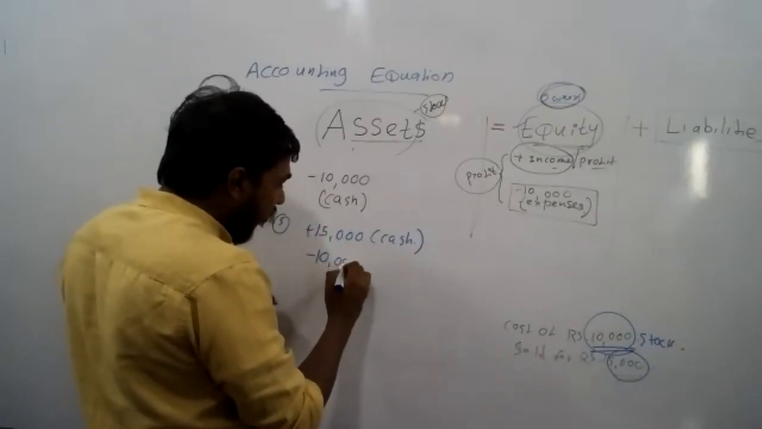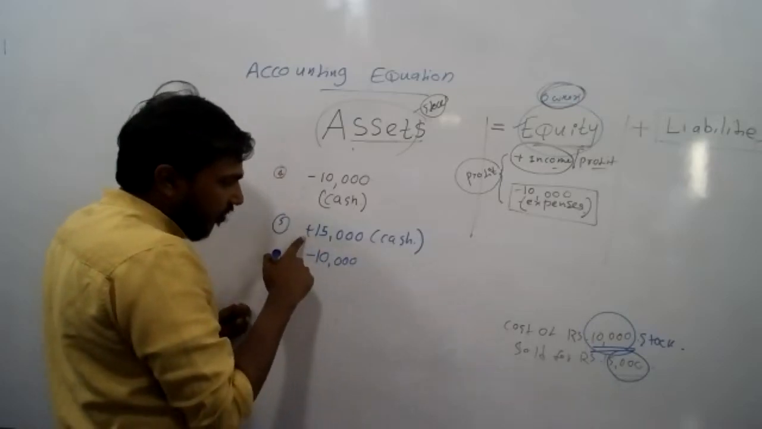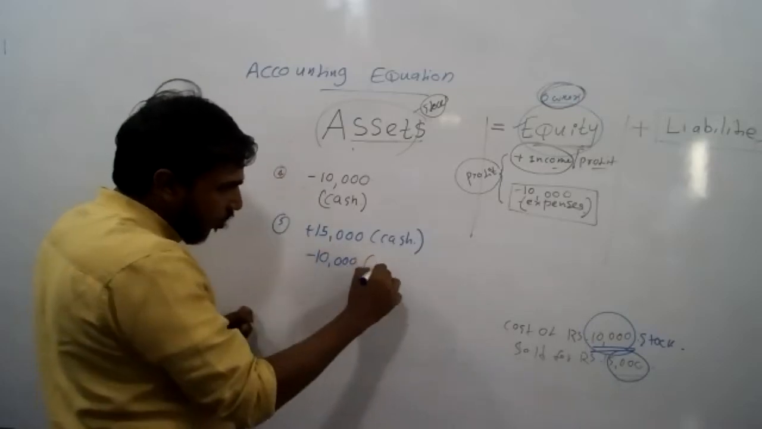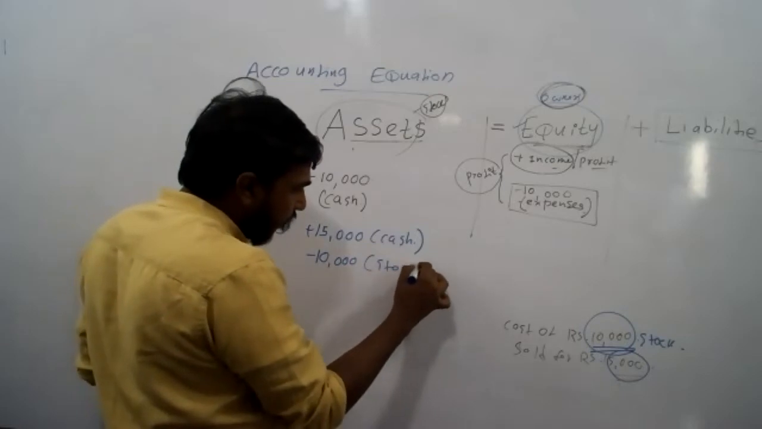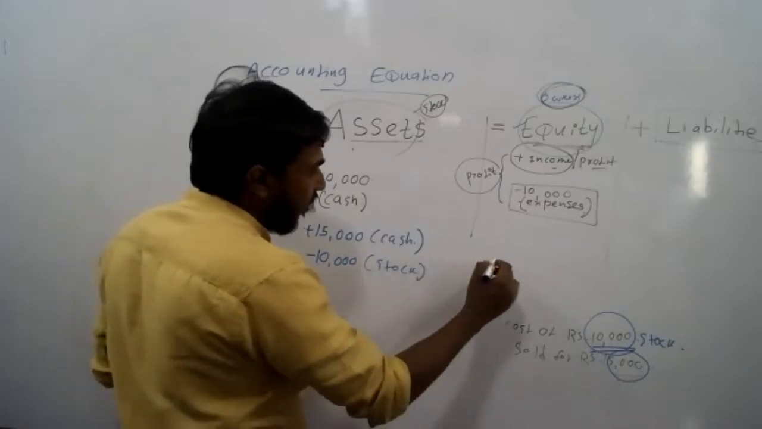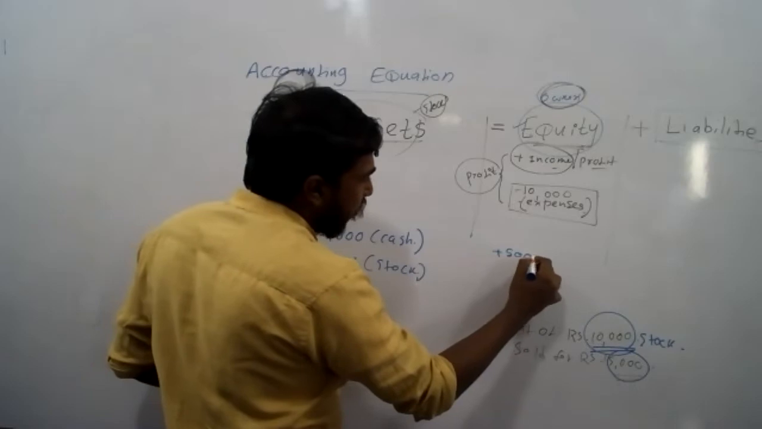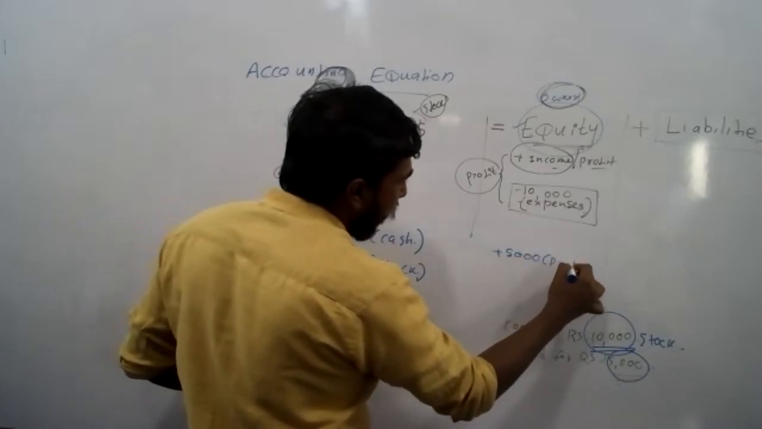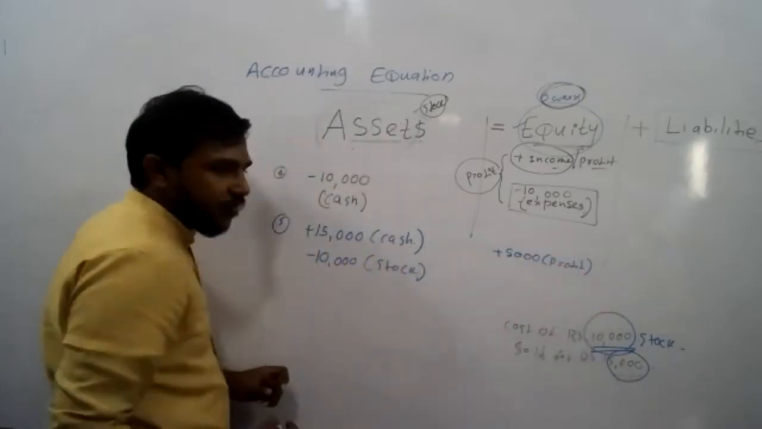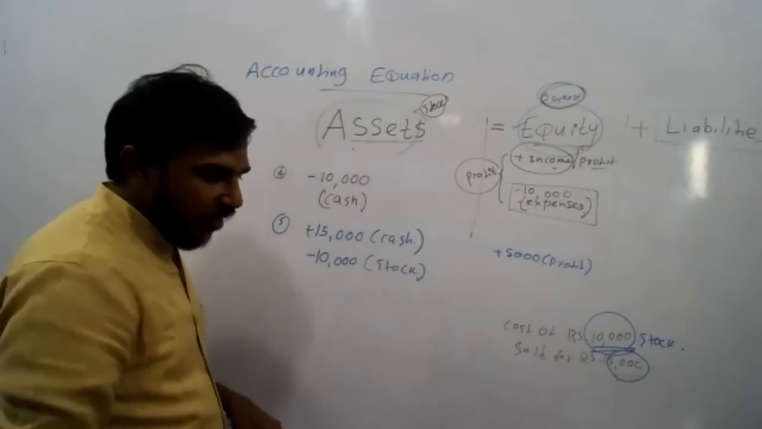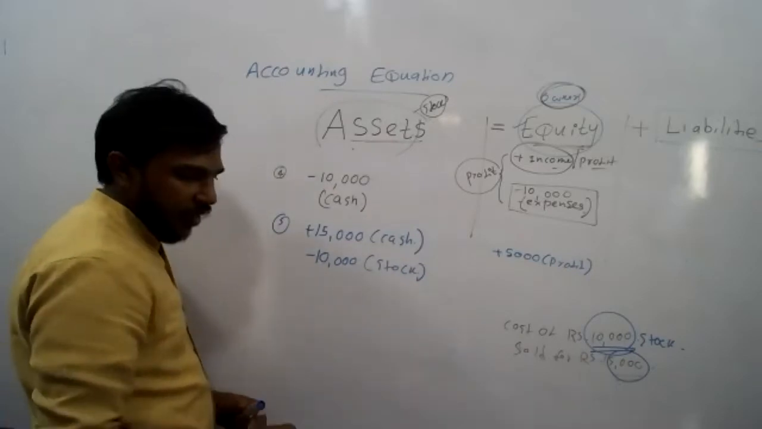So they're supposed to give you the stock. So business cash increases, but stock would be decreased. Then there would be a profit. Equity increased by 5,000. Clear? So that's how it is, right?